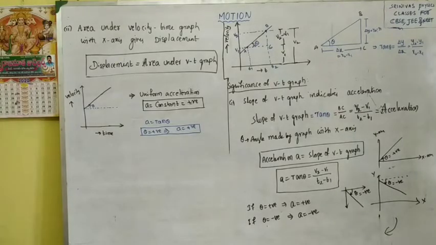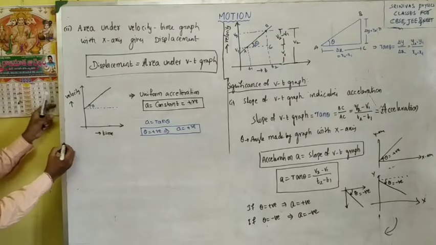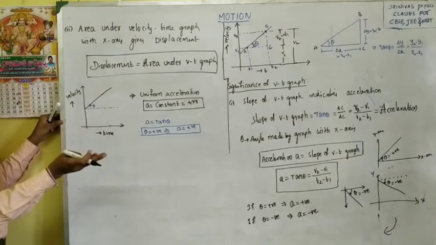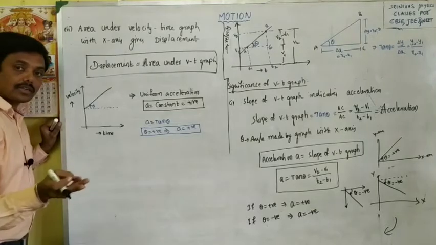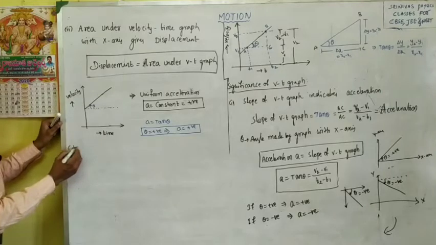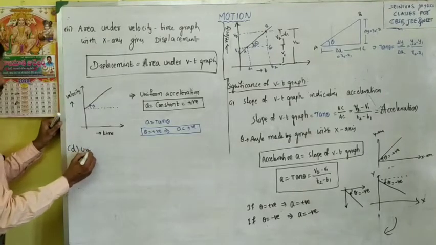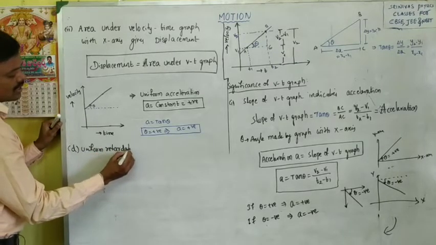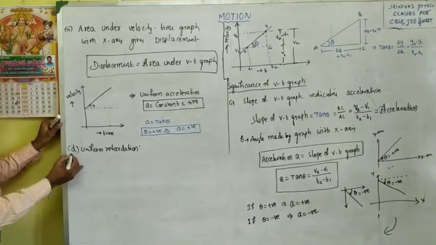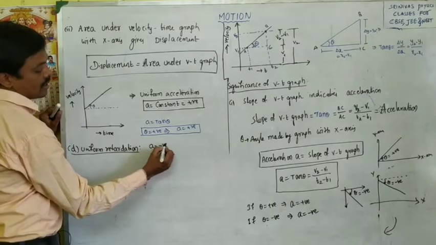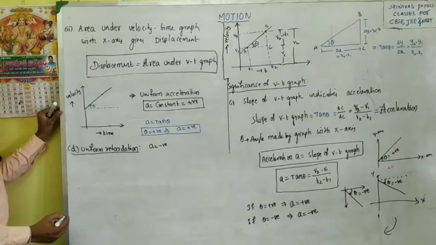Next, I am going to explain one more point, that is the graph. First, rest is completed, uniform velocity is completed. Next, after the rest and uniform velocity, uniform acceleration. Next, uniform retardation, right? A, B, C, D. Now, uniform retardation. Do you know what retardation is? If the velocity of an object decreases with time, retardation means negative acceleration, right? Negative acceleration. Okay? Uniform retardation.